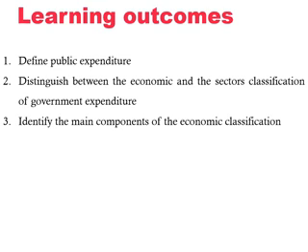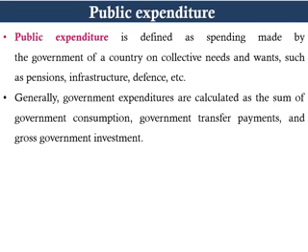We start by defining public expenditure, and then we distinguish between the economic and sector classifications of government expenditure, and then we will identify the main components of economic classification. Now let's start with the first point, which is the definition of public spending. Well, we can define it as spending made by the government of a country on public or collective needs and wants, such as defense, fire protection, pensions, unemployment compensation, income support for the poor, and so on. And in general, government expenditure is computed as the sum of government consumption, government transfer payments, and gross government investment.